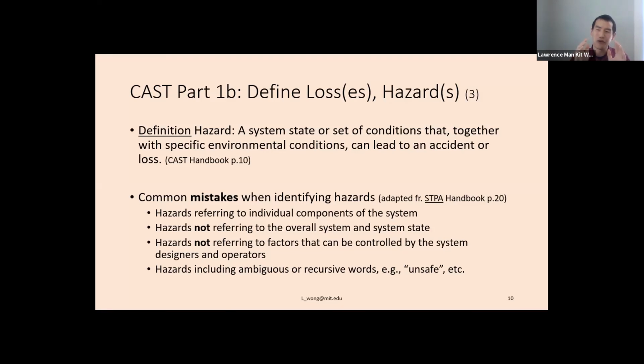So it's not more refined in terms of leading you down to a more structured and sophisticated analysis. So these are just some of the mistakes that can take place in your hazard definition statements. So let's do an exercise here. Let me go to the next slide.